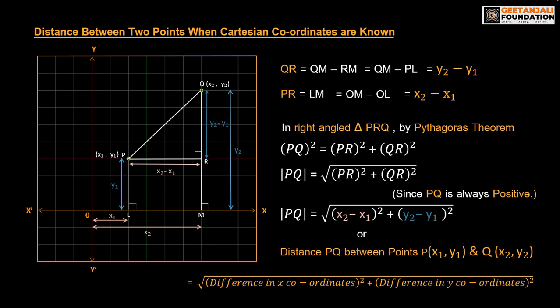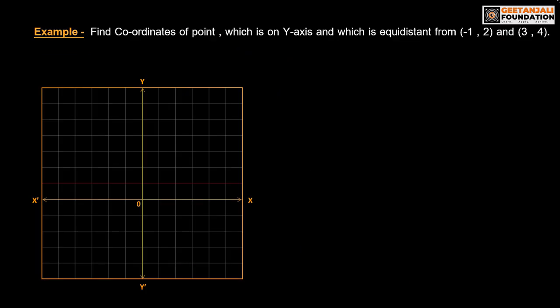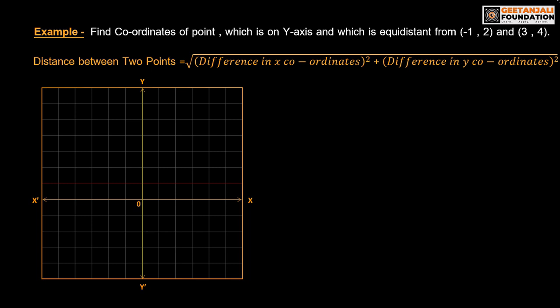So let's understand this by an example. We will apply this formula directly. So the question is, find the coordinates of a point which is on y-axis and which is equidistant from minus 1, 2 and 3, 4. To solve this, we will directly apply the formula. So these are the points. Let's say the point P is minus 1, 2 and the point Q is 3, 4.